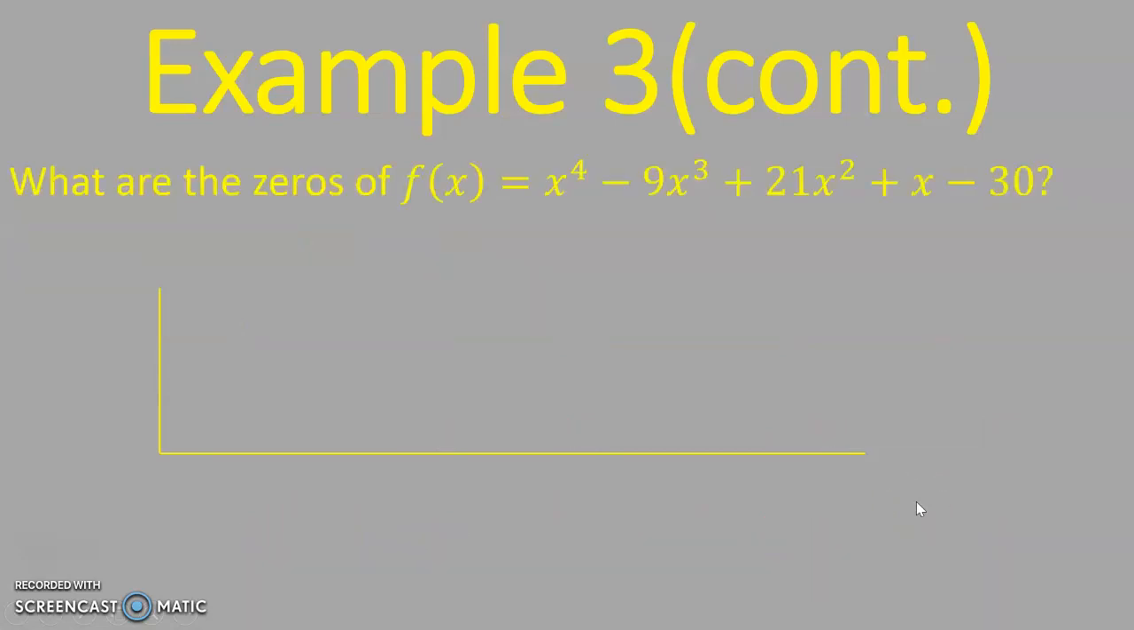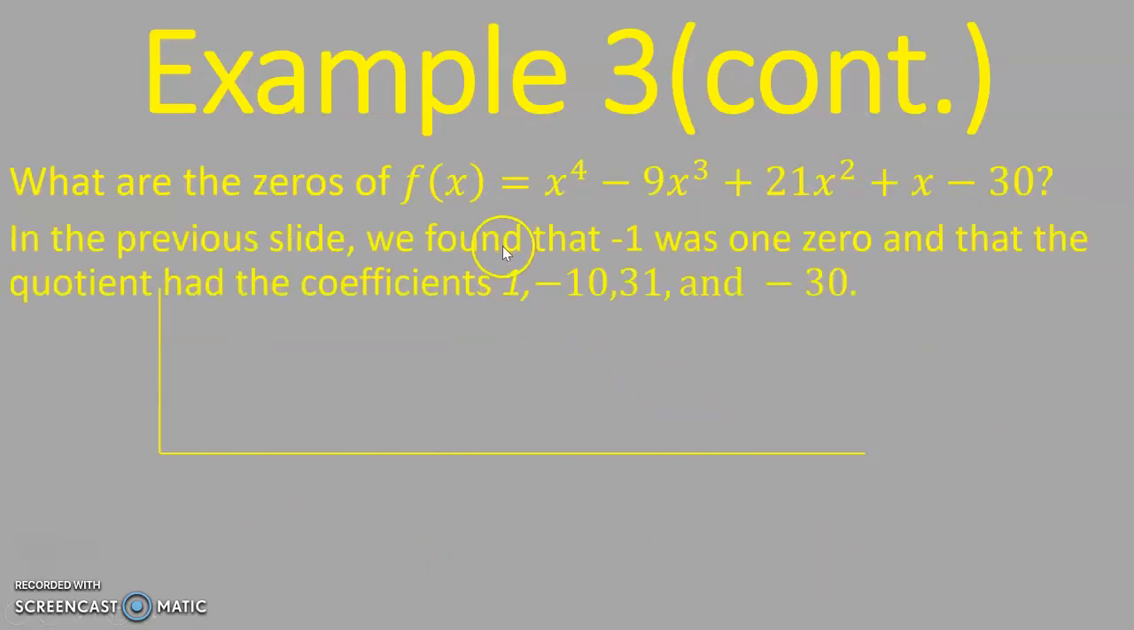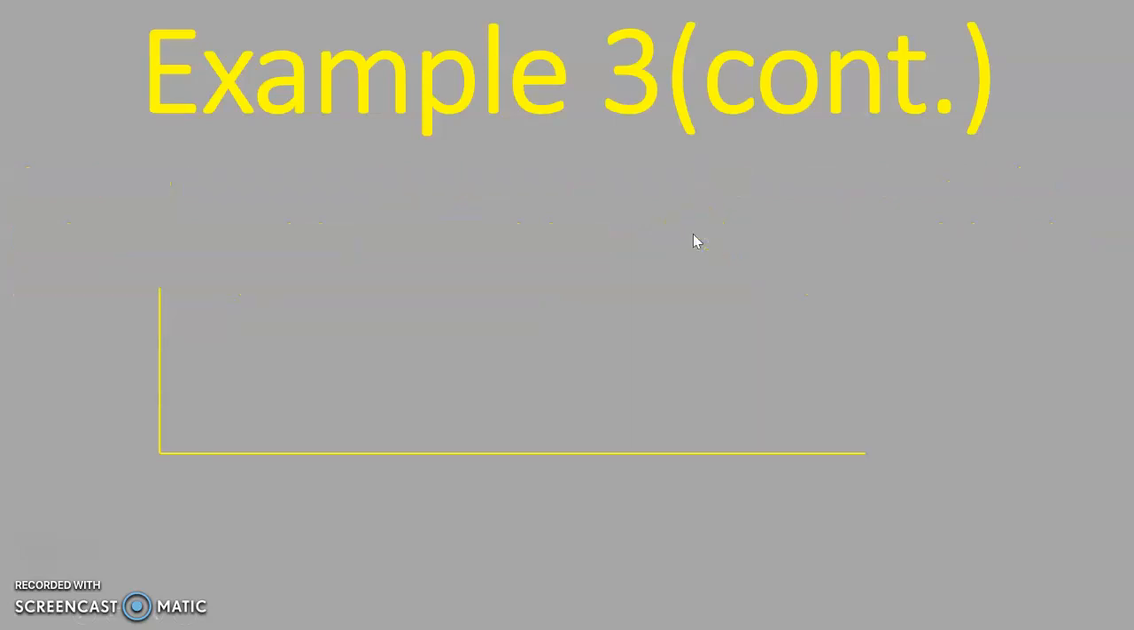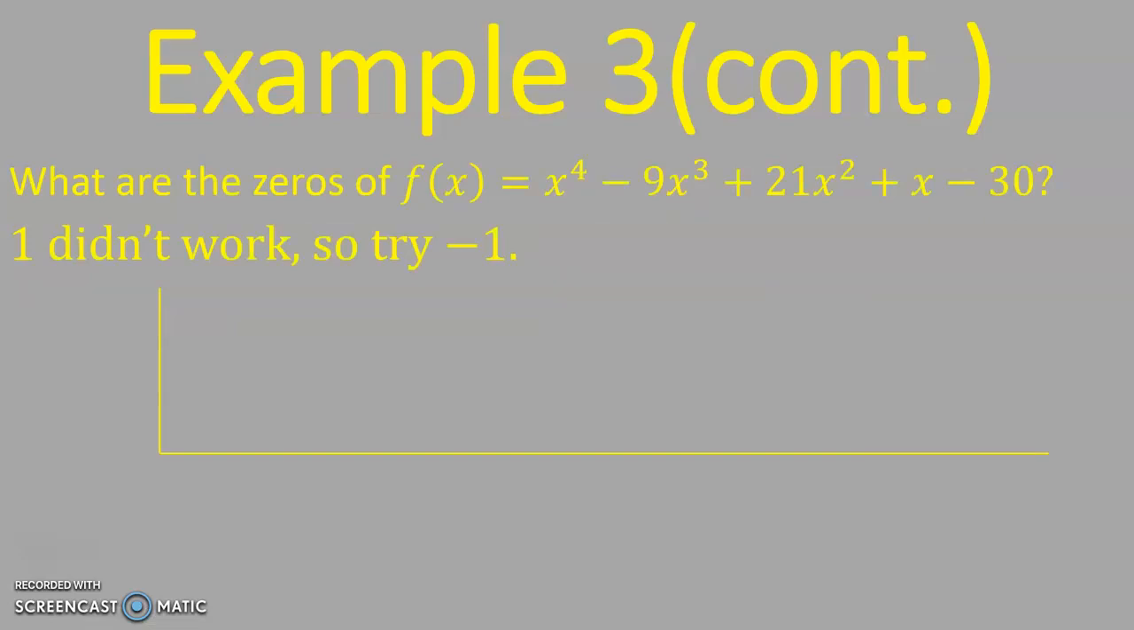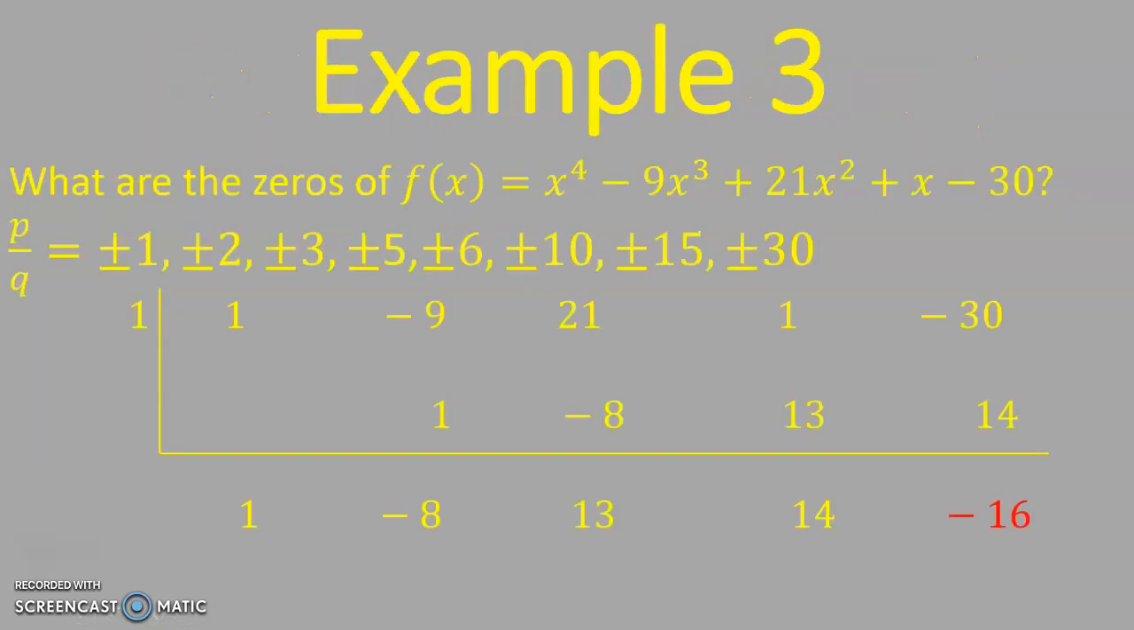Okay, so we're going to do that. Our quotient had coefficients as such in the previous slide. Now you could try -1 a second time, but it doesn't work. 1 will not work here. It didn't work the first time, so it's not going to work anytime during this problem. If I go back in my list, I see that 1 didn't work, -1 did, but -1 doesn't work again here. So we're just going to go to our next number, which is going to be 2.